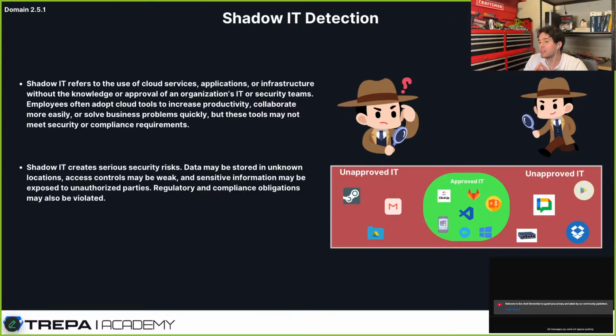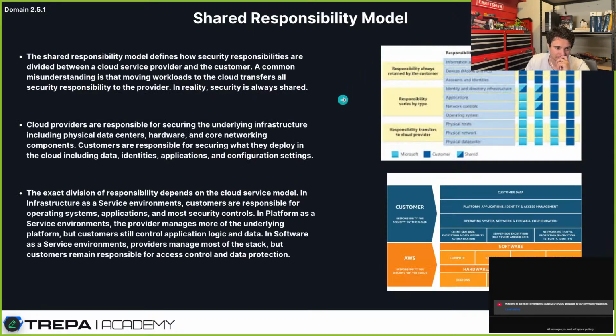So employees often adopt cloud tools that increase productivity, collaborate more easily, or solve business problems quickly, but they may not meet our security or compliance requirements, especially if we're in a public cloud and we give users access. That also messes up something called FinOps, like financial operations, if you allow that, which, you know, no one should be doing that. So shadow IT also happens in the cloud.